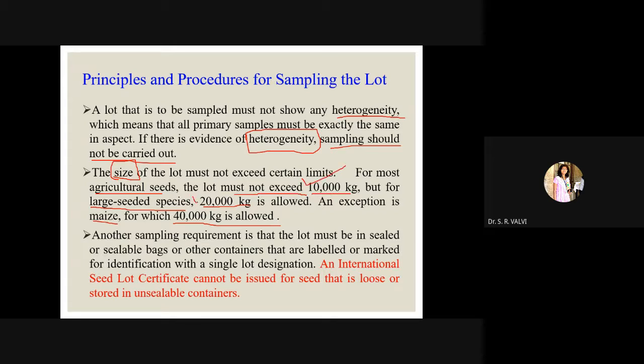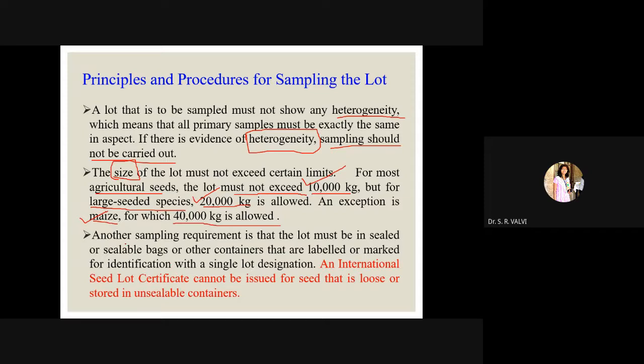If large seeded, take any example, for example Arachis hypogaea, that is nothing but groundnut, 20,000 kg is allowed. And in case of maize, it's bigger seeded, so 40,000 kg is allowed here for sampling.